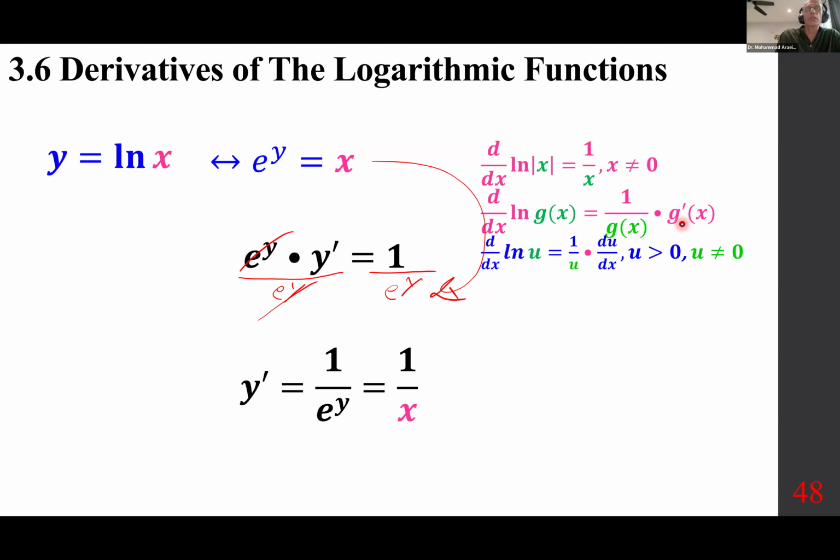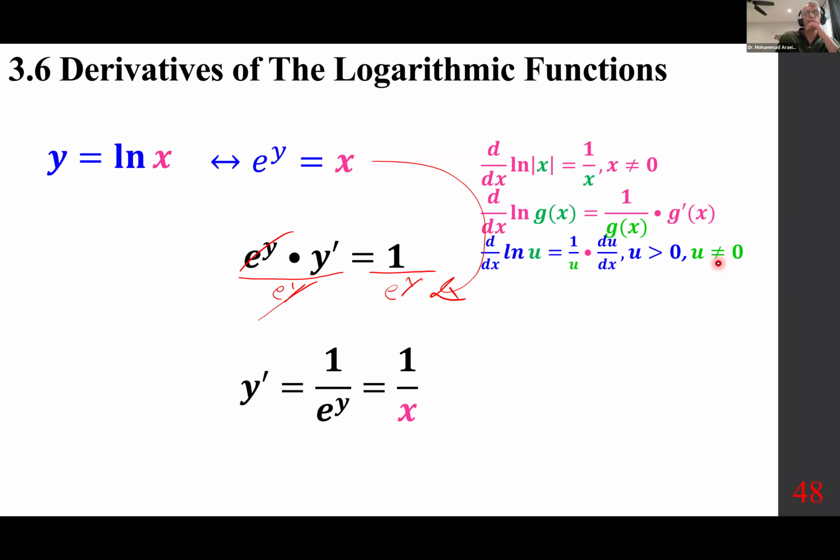Remember, u is normally considered a function of x. So if you write d dx of ln u, u is a function of x, of course. So you flip this over, 1 over u times du dx. This is the chain rule. In other words, this and this are identical. U is positive, u can't be 0. You don't need to write that, but I want to emphasize that. That's why I put that.